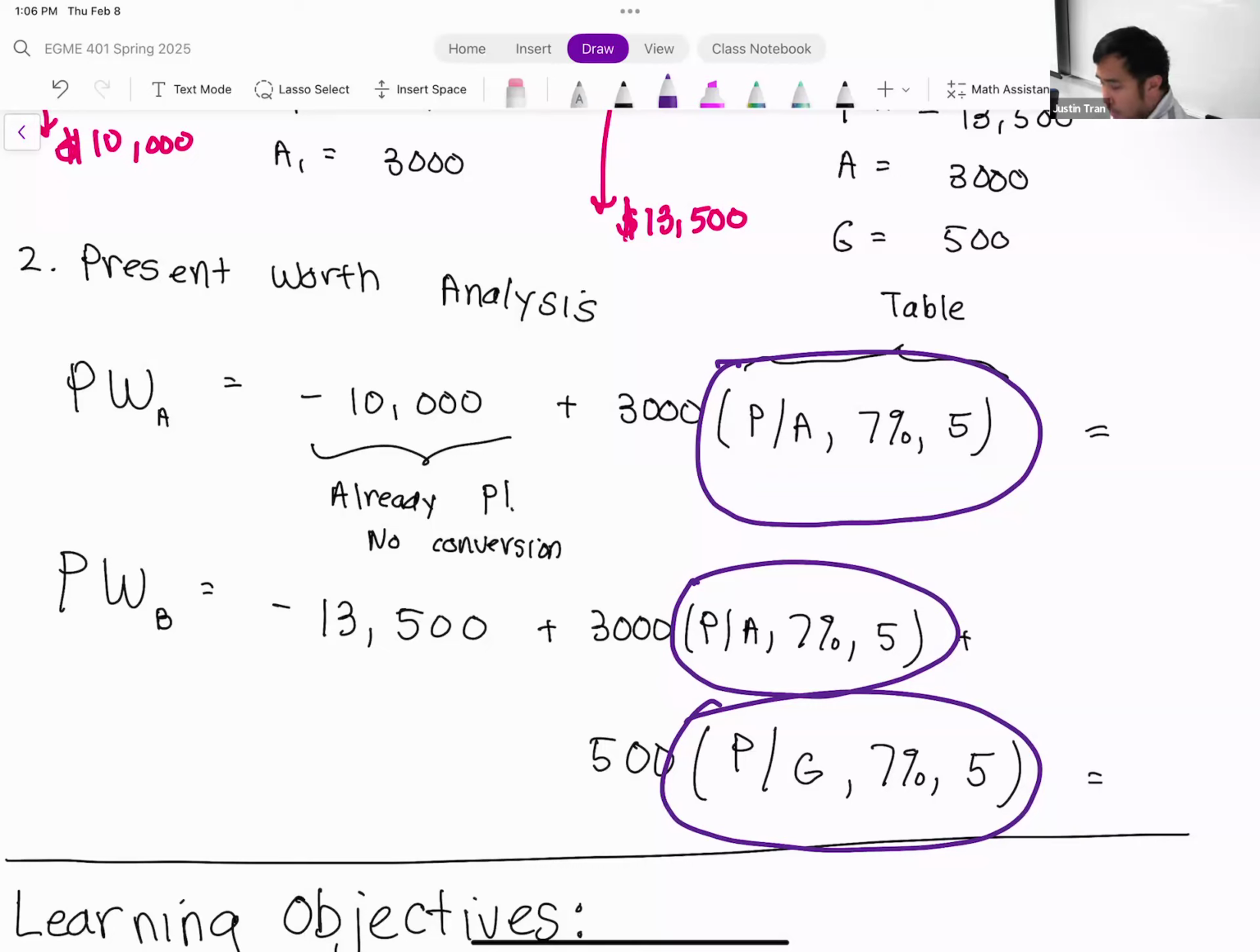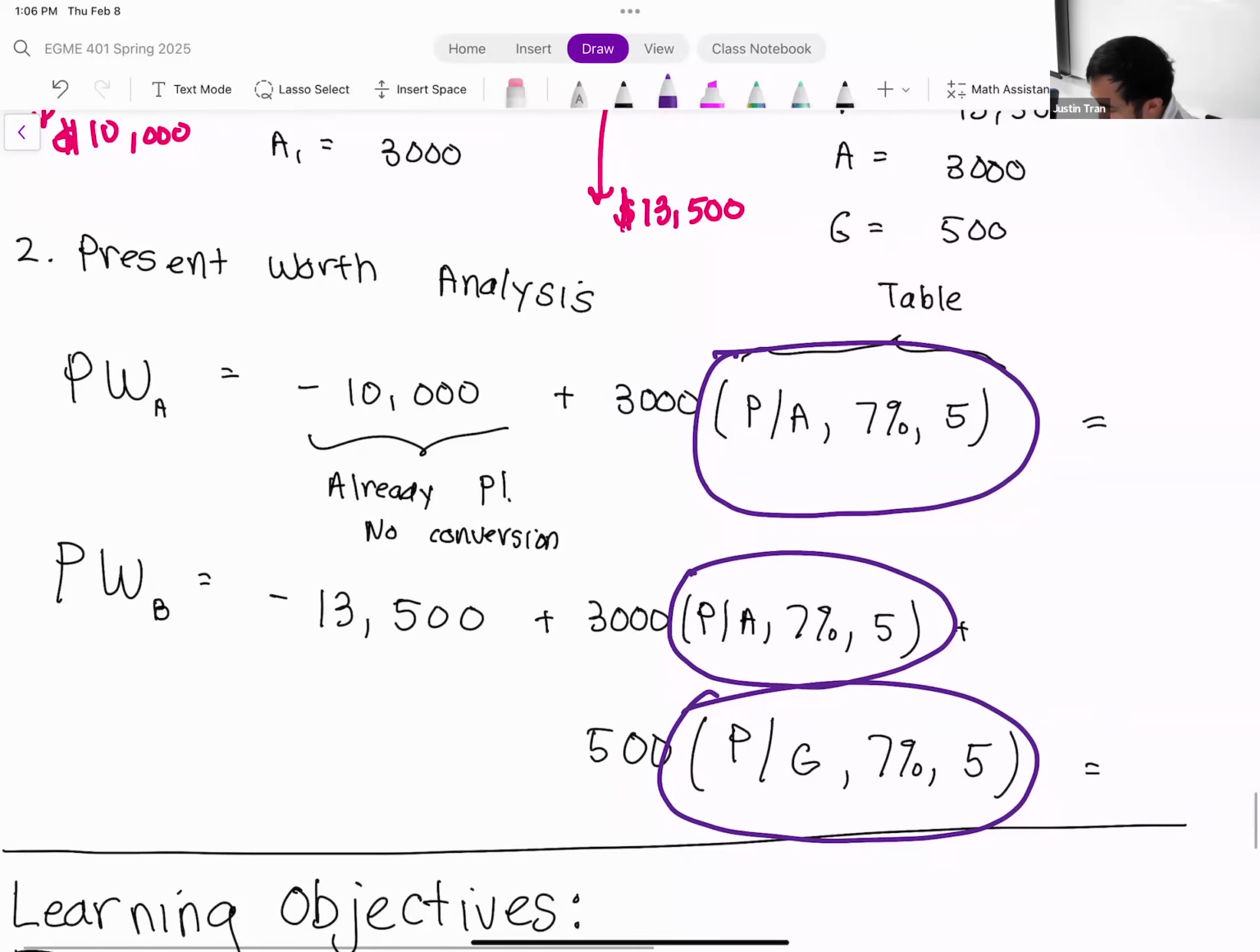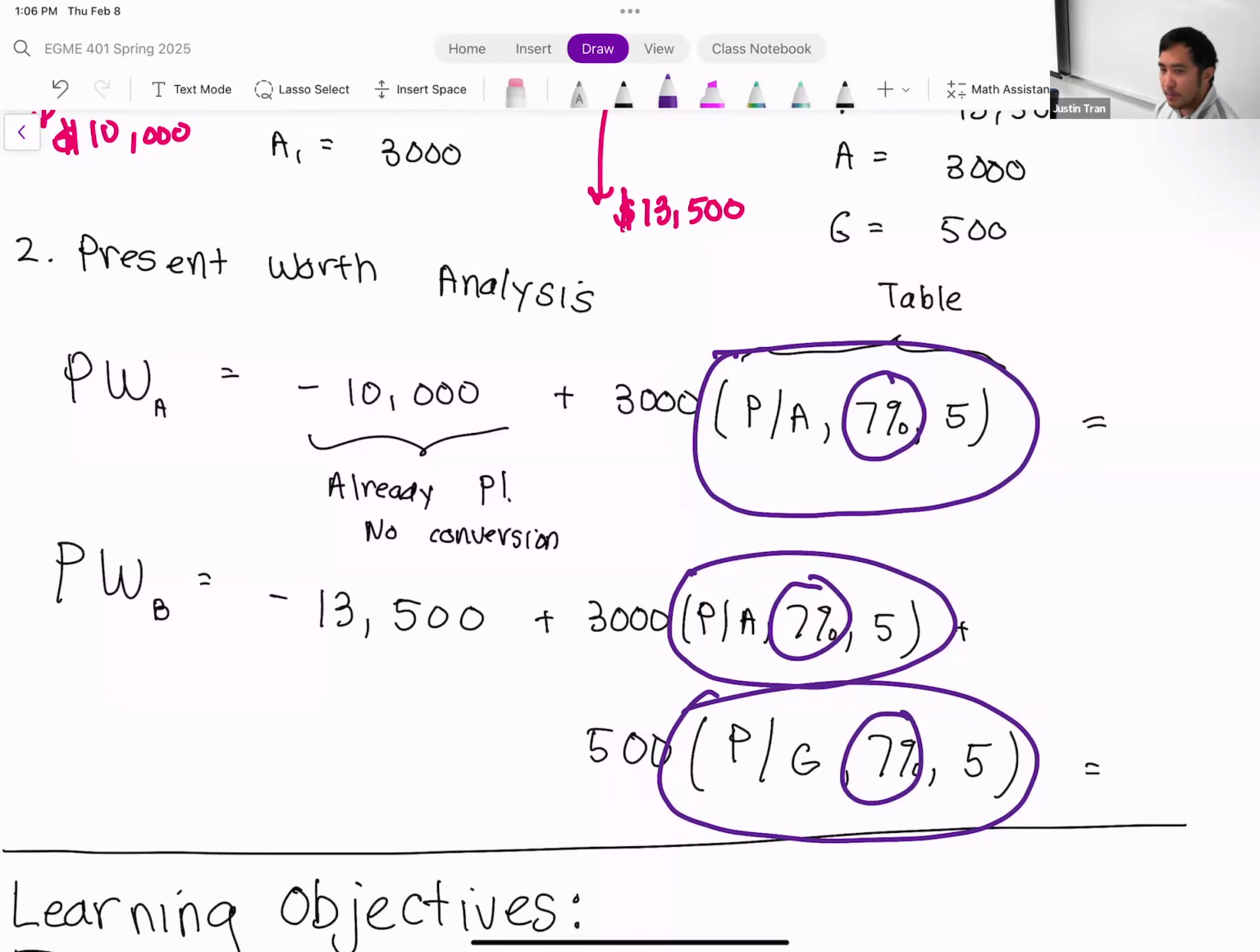So let's look in the compound interest table. When you're looking at the compound interest tables, the first thing you should always look at is the interest rate. We know that we are looking at the table for 7%. Then we need to look at the factor that we're looking for, and so we need a P over A factor and a P over G factor. And then of course you need the number of time periods as well. But it starts with the interest rate. All right, so let me go ahead and share my other screen.